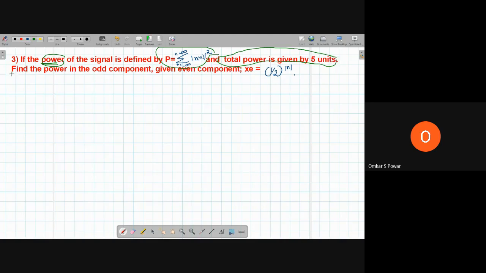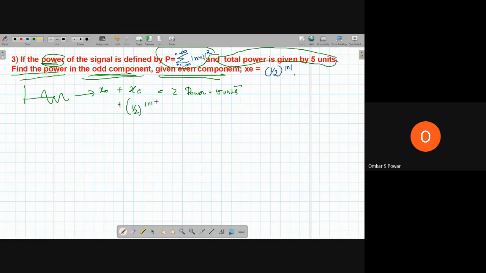What you have to find is the power in the odd component, given the even component of the signal. So you have some signal here. It has an odd component and an even component, and you are also given the power of the signal, which is equal to 5 units. They have given the even component of the signal as half into modulus of n. So what is the question they have asked? They have asked to find the power.